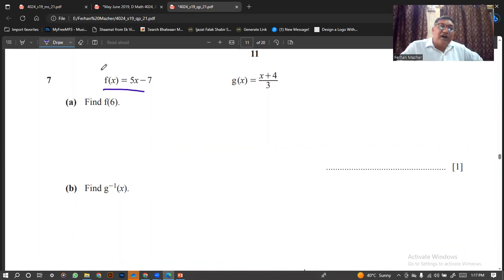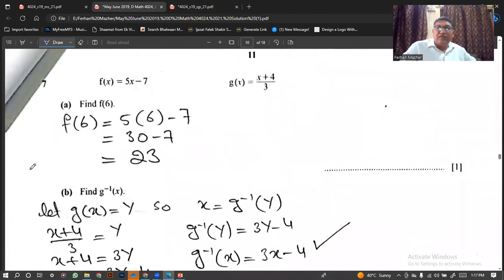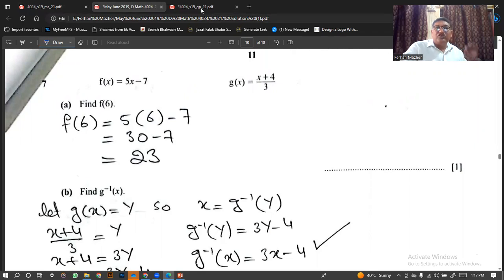So in this formula, wherever there is x, substitute it with 6. So f of 6 will be equal to 5 into 6 minus 7. That will be 30 minus 7. That is 23. So my answer is 23, which is the right answer, sir. Okay, this is the solution.